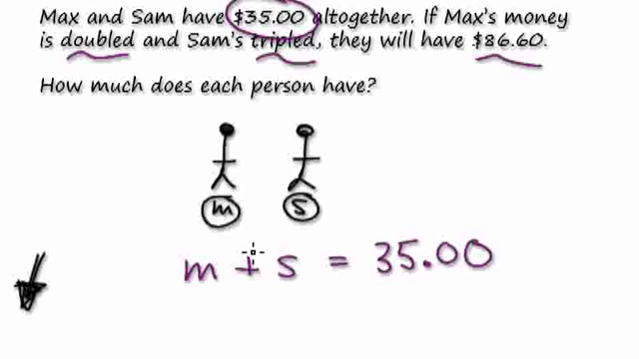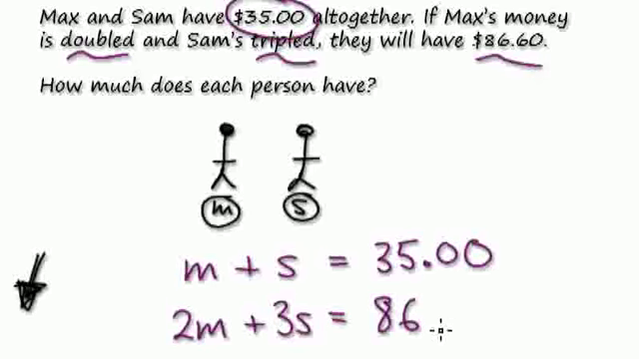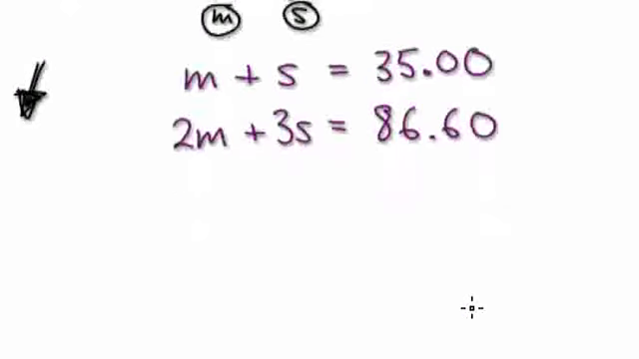The second equation is that if Max's money is doubled and Sam's is trebled, they will have this amount. So the second equation will be 2M, since Max's money is doubled, plus 3S, since Sam's is trebled, equals 86.60. Now it should be quite easy. It's just a matter of killing off either the M or the S. Let's times everything in the first equation by 2. So we will have 2M plus 2S equals 70.